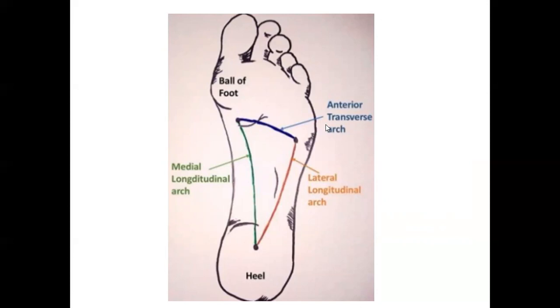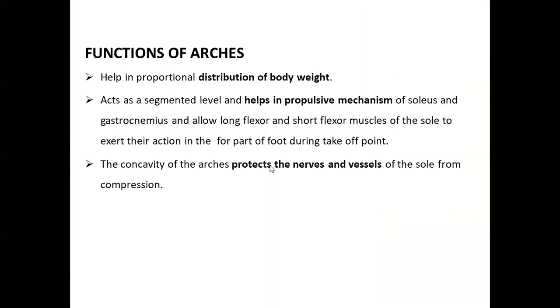फिर weight is distributed equally through the posterior and the anterior part of the foot. 30 pounds will pass through the calcaneum in the posterior part और बाकी 30 pounds जो रहेगा वो heads of the 5 metatarsal bones से जाएगा. Therefore 6 distribution points हमारे आ जाएंगे. ठीक है? So basically first important function is that it helps in proportional distribution of body weight.